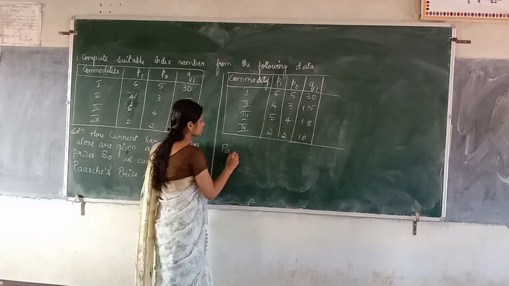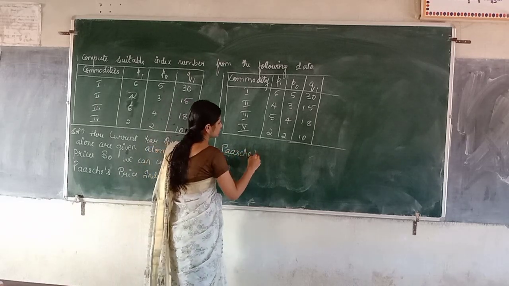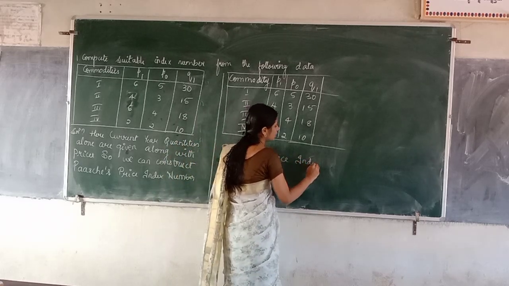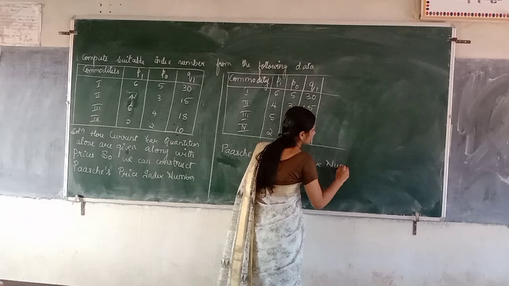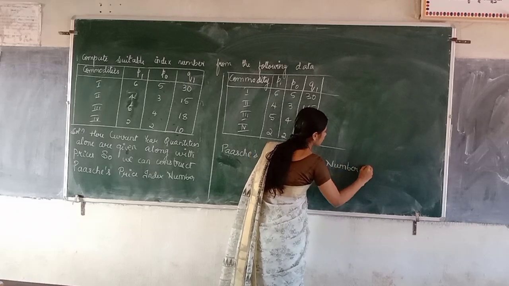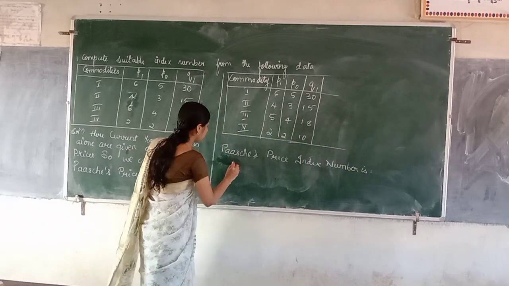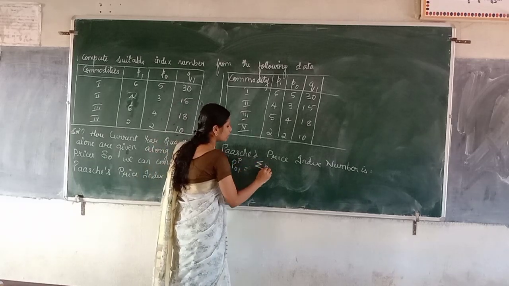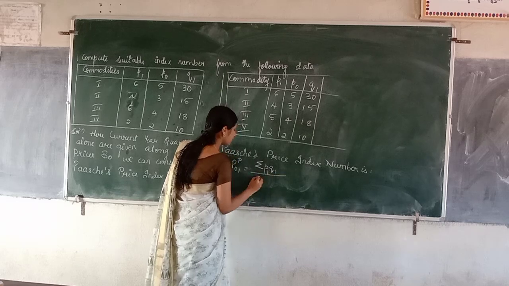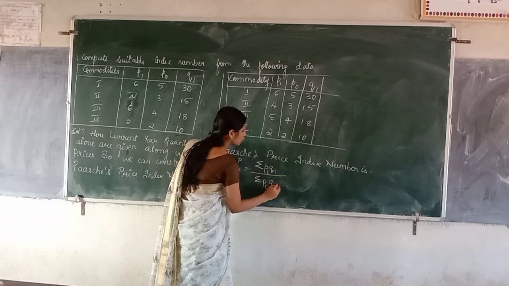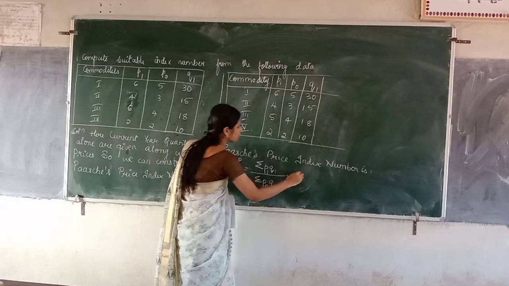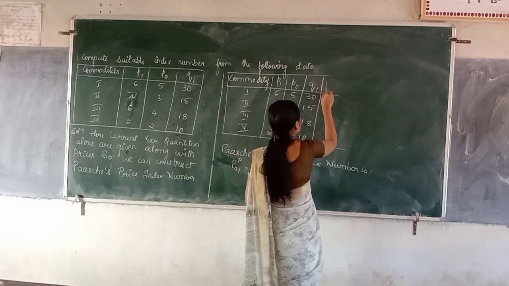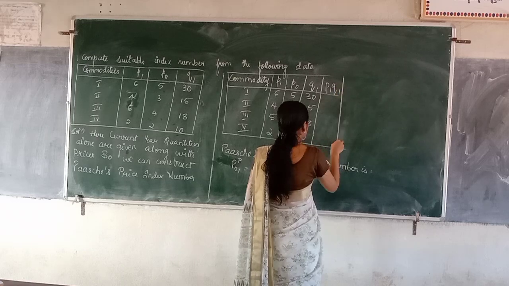So Paasche's price index number formula is P01 P equal to summation of P1 Q1 divided by summation of P0 Q1 into 100. So first of all we should calculate P1 Q1. So the next column will be P1 Q1.